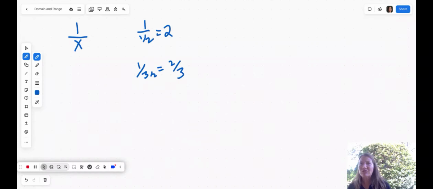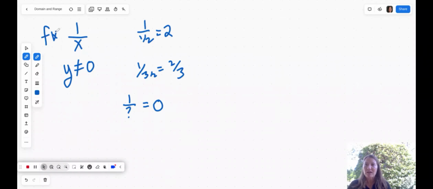Sure. Can I get rational and irrational numbers? Sure. I can get almost every number as an output, except, is there a number I can divide by and get 0? And hopefully you realize that there is not, and therefore y does not equal 0. My range for 1 over x as this function is every real number except 0. I can use my little trick.